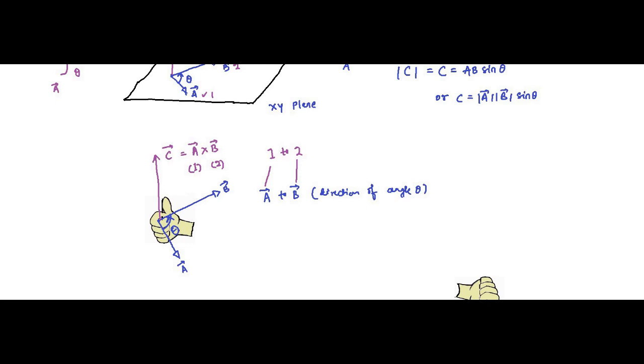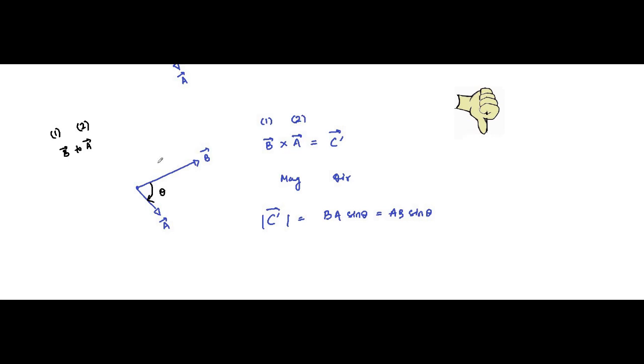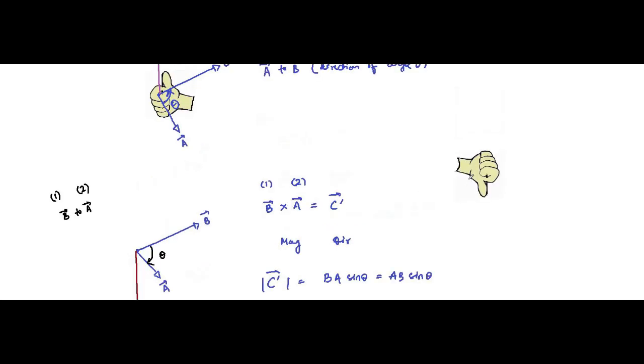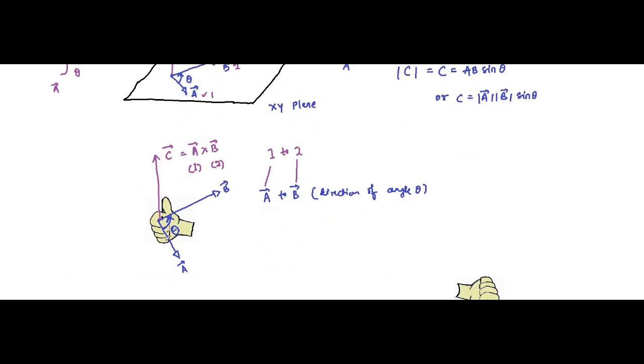So it will be exactly pointing downwards like this. This is C dash vector, which is B vector cross A vector. Now this point can be emphasized again by the same right hand thumb rule. Here the one thing which has changed is the direction of the angle theta. In the first case, the direction of the angle theta is from A vector to B vector. That's why A vector cross B vector. A vector is the first vector, B vector is the second vector.